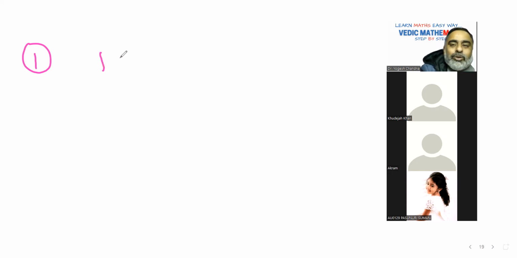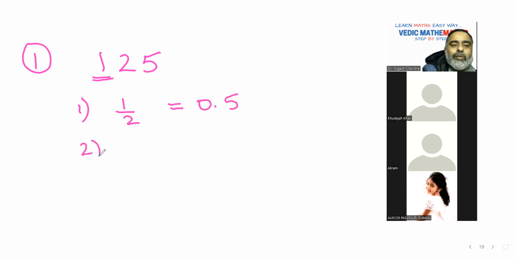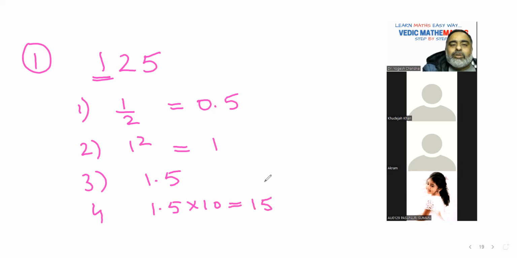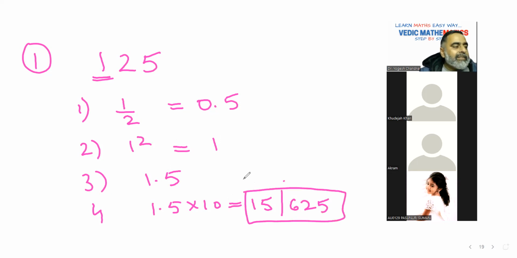Now let's take 125 as example. 1 is your odd. First step, 1 by 2, that is 0.5. Second, 1 square, that is 1. Third step, it becomes 1.5. Fourth step, it becomes 15. So my answer is 15625. Please check. Now see, you can solve 12 into 13. What was that? 15625. Here also it is same. Got it?